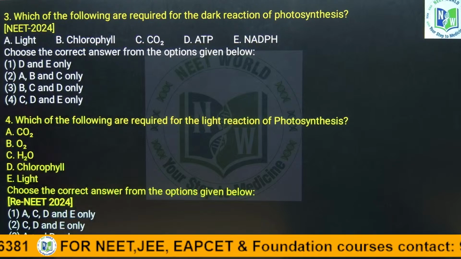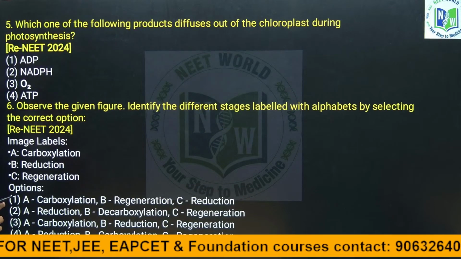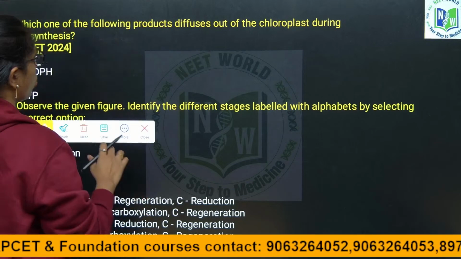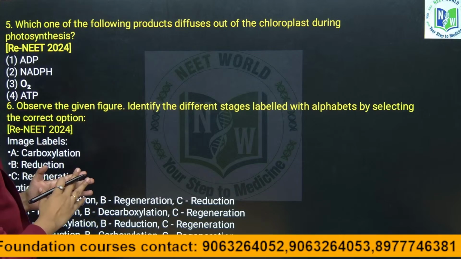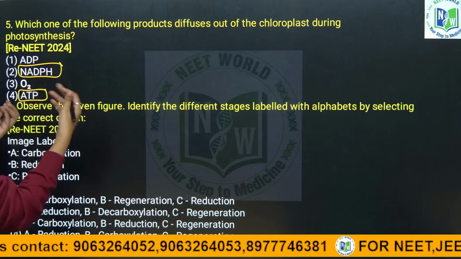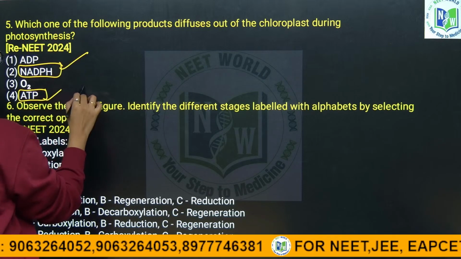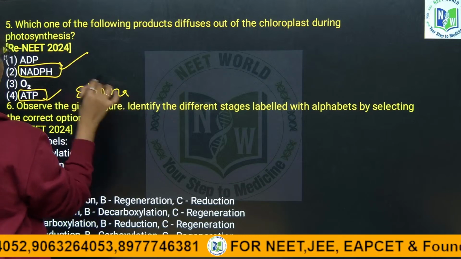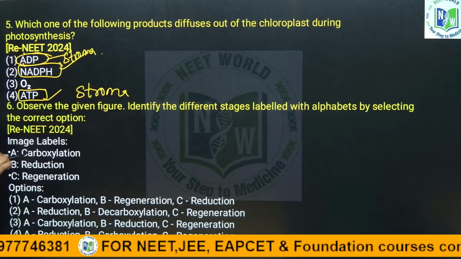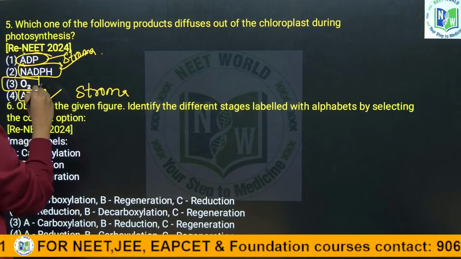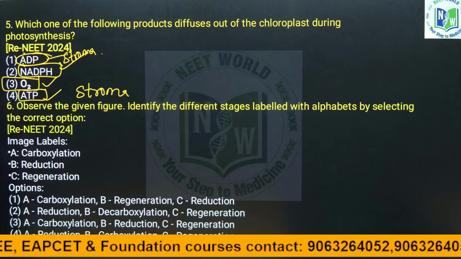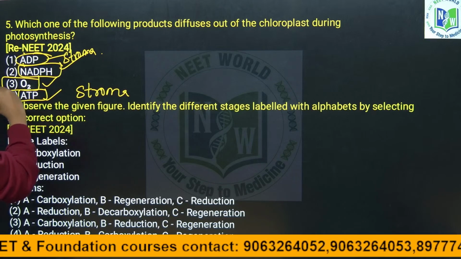Next question, which one of the following products diffuses out of the chloroplast during photosynthesis? During photosynthesis, NADPH and ATP cannot diffuse out of the chloroplast because they are present in the stroma and we need them. ADP is also present in stroma for the process of photophosphorylation. Oxygen will diffuse out of the chloroplast. It is oxygen that diffuses out of the chloroplast. So option 3 is the correct answer.